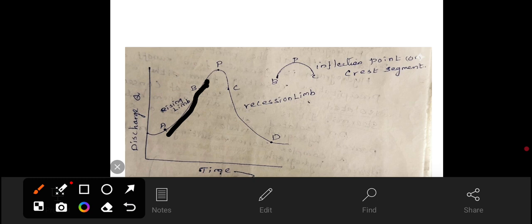The rising limb AB is the ascending portion of the hydrograph, representing rising discharge due to gradual increase in flow in the stream. The rising limb is also known as the concentration curve. In the early stages of the storm, the discharge rises slowly because of initial losses: water being intercepted by vegetation, filling depressions in the ground, or infiltrating the soil.